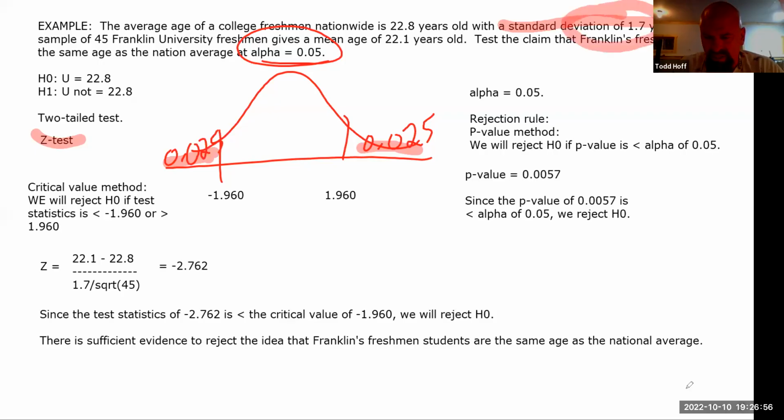What if we don't have the population standard deviation? Well, just like with confidence intervals, we would do a t-distribution test. So our test statistic just uses, instead of a population standard deviation, a sample standard deviation. And of course, we use the t-distribution.